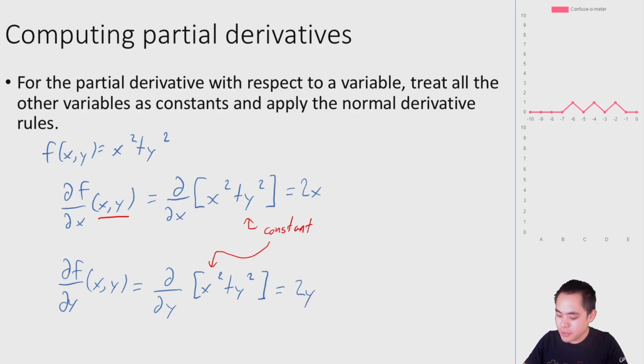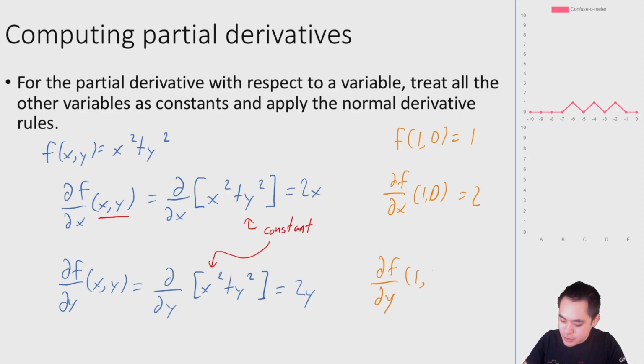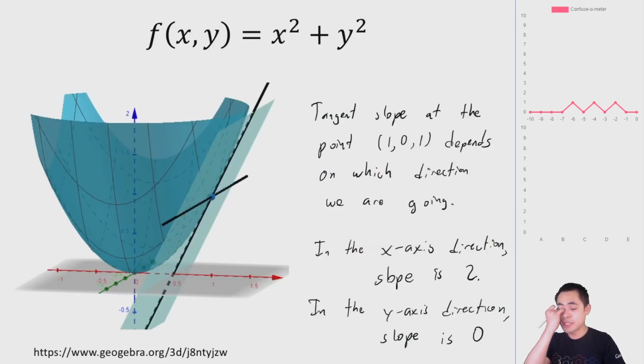Note that if you plug these in, we know that f of 1, 0 is equal to 1, del f by del x of 1, 0 is equal to 2, and del f by del y of 1, 0 is equal to 0, which corresponds precisely with the tangent slopes of this figure at that point.